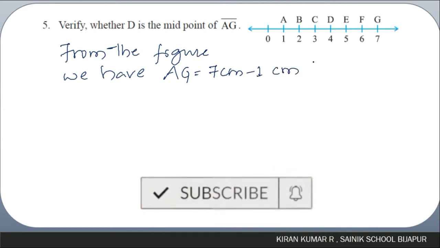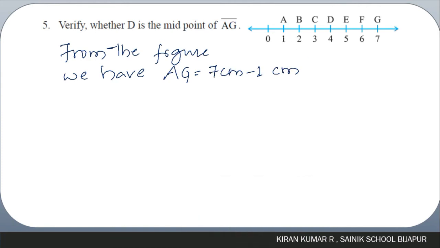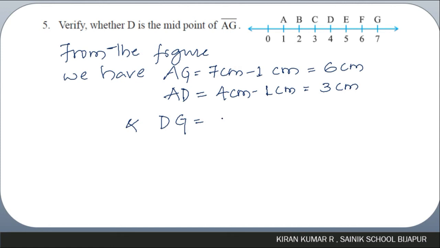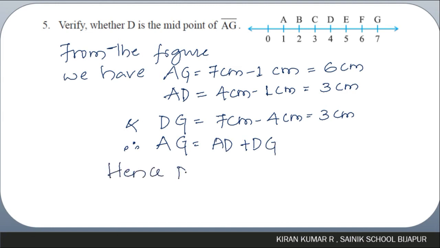What is the reason? The reason is from 0 to 1, this is considered as 1 centimeter. A to G is AG. So this 1 centimeter to be subtracted from 7, we get 6 centimeter. So the length of AD is 4 centimeter minus 1 centimeter, which is equal to 3 centimeter. And DG is 7 centimeter minus 4 centimeter, which is 3 centimeter. Therefore, we have AG equal to AD plus DG. Hence, D is a point on AG, which is making equal parts, so I can say it is a midpoint of AG.